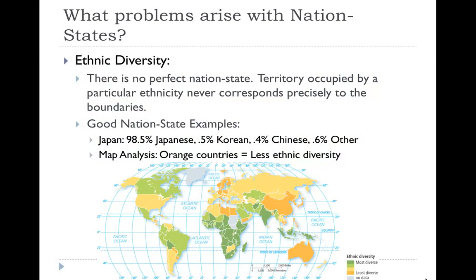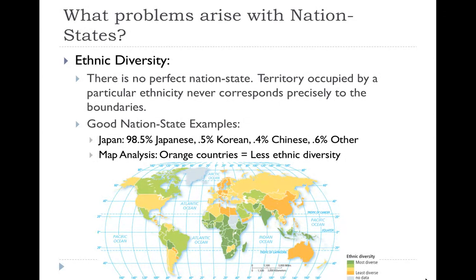So what problems arise when you do have a nation state? We talk about this idea of ethnic diversity. And so there is no perfect nation state in the world. Again, the idea of territory being occupied by more than just one ethnicity. And we don't see a lot of times where just one specific ethnic group is occupying that entire space.